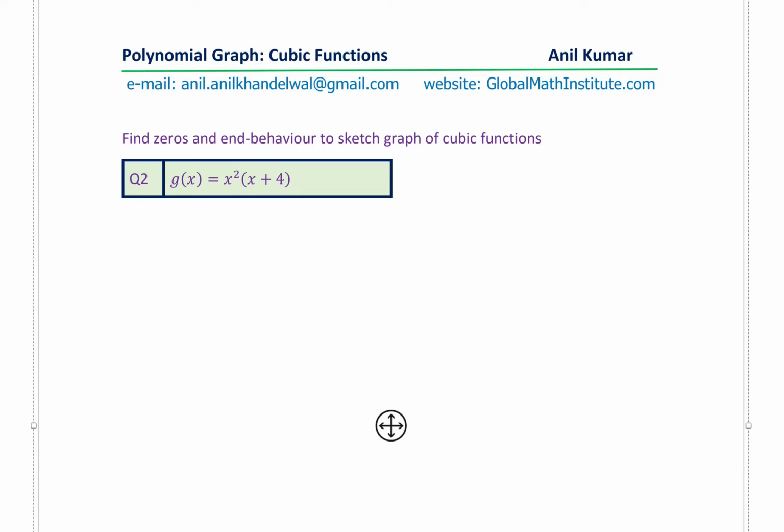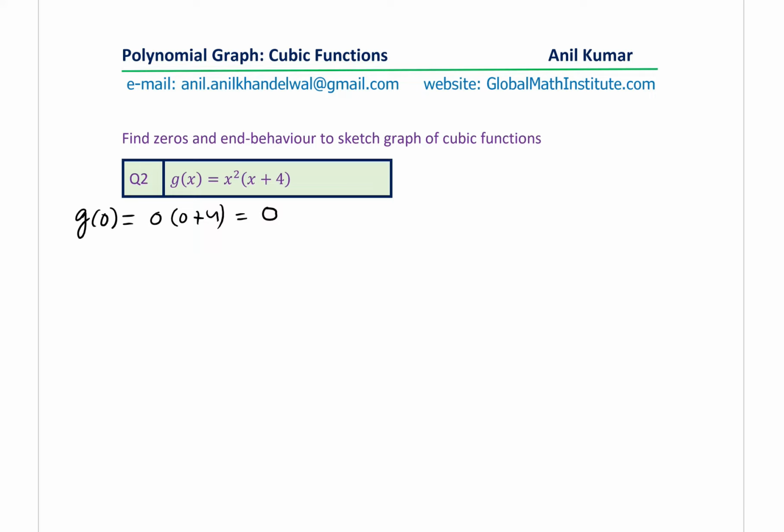Now here we have g of x equals x squared times x plus 4. Let's begin with finding the y-intercept first, which is placing 0 for x. So it will be 0 times 0 plus 4. It means that is 0. That means that the graph goes through the origin, right? The y-intercept is the origin itself.